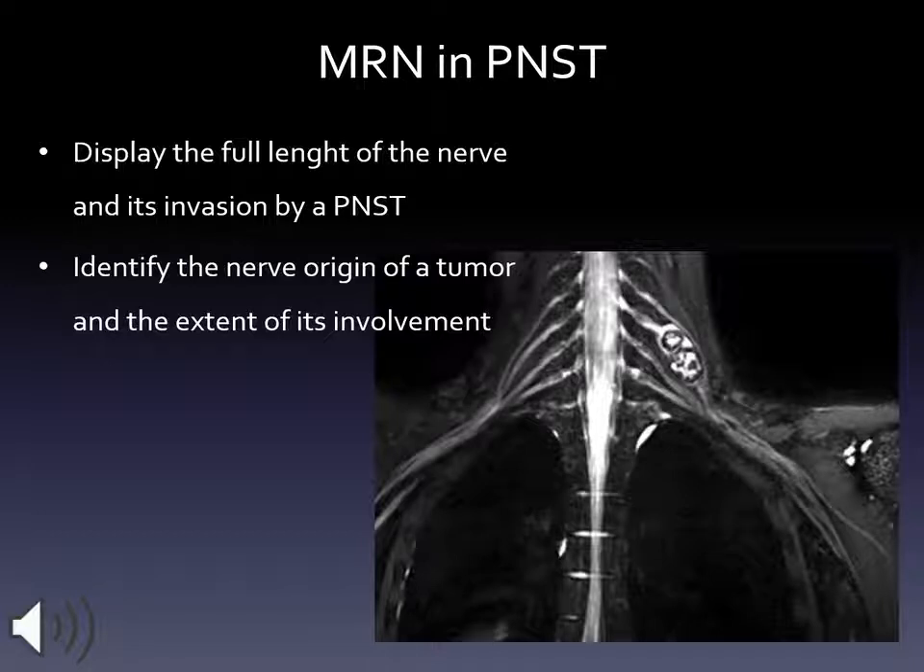These radiological findings are important for the selection of surgical approaches. MRN is used to identify the nerve origin of a tumor and the extent of its involvement before surgery. Therefore, both the surgical field and the invasiveness of surgery can be minimized.